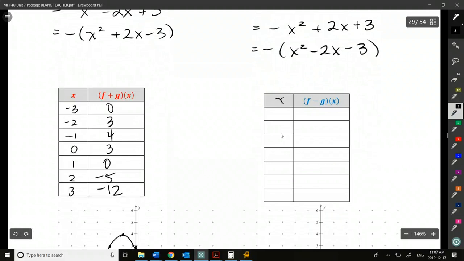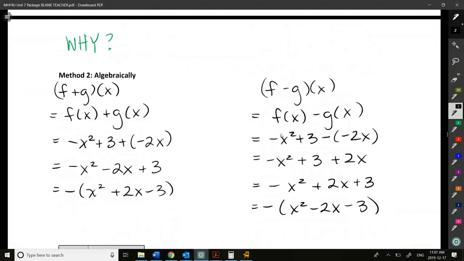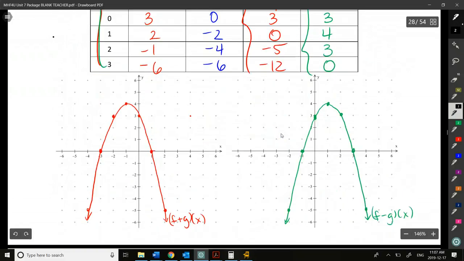So if we chose some x's like the x's above, and we plugged them into our function, we would find we actually get the same values in this algebraic model as we do from taking the y's from the first two and subtracting them. So we actually get the exact same values that we got up here.